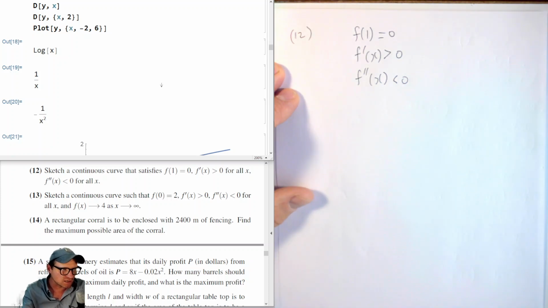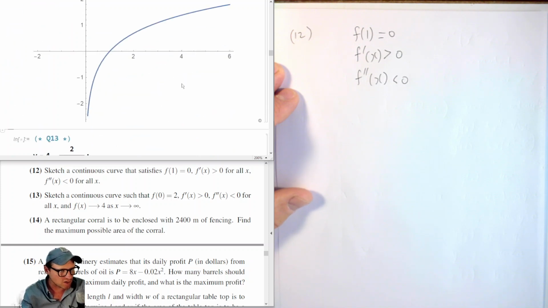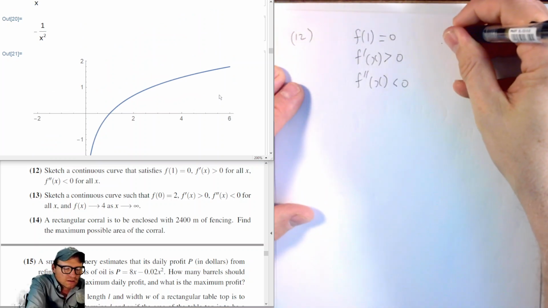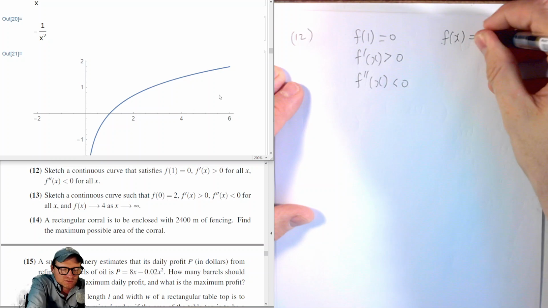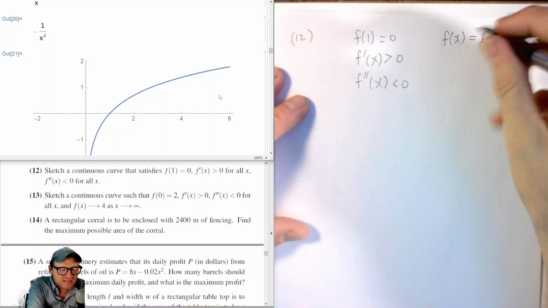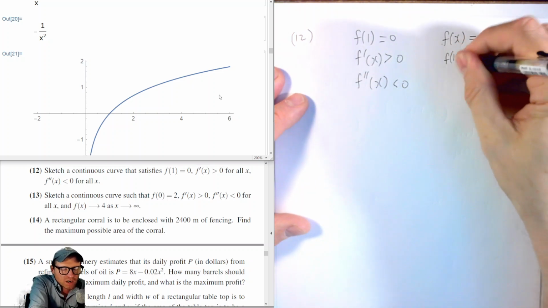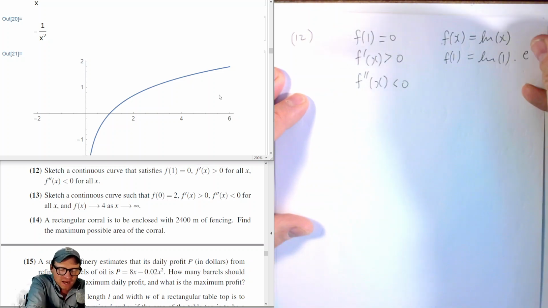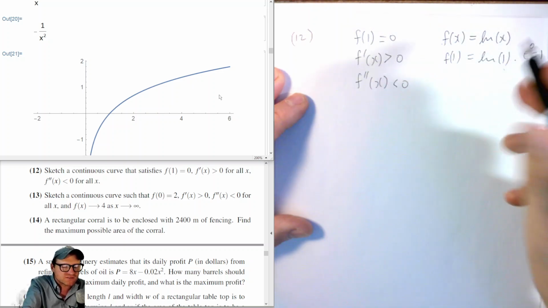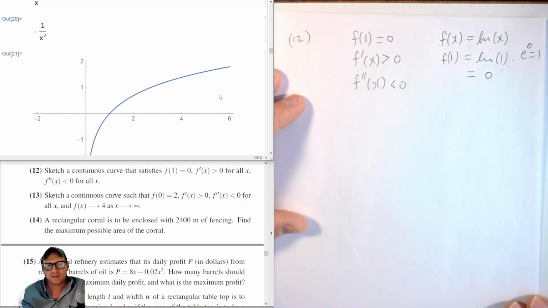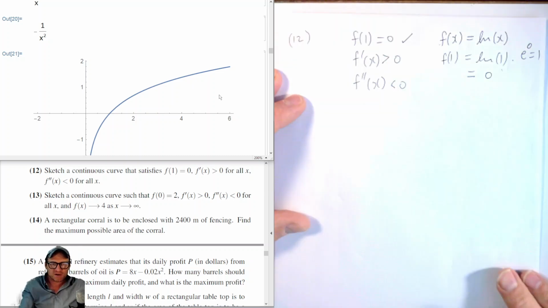All right, but the domain of the natural logarithm function is the set of all positive numbers. So note, f of x is equal to natural log, and I'll write ln for that, satisfies f of 1 is ln of 1, but notice e to the power of 0 is 1, so it does satisfy this. Ln of 1 is 0. Okay, so we satisfy that first property.